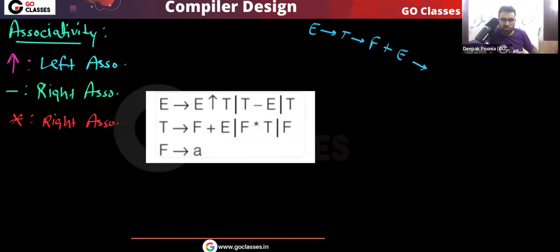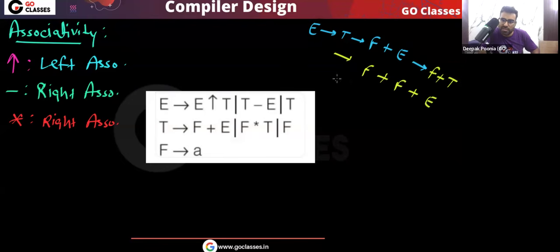So far we only have one plus, but remember we are discussing associativity, so let's bring another plus side by side. You can see this E can go to T, this E can go to T, and then again this T can go to F plus E. So basically it will happen like this: this E can go to T, and then this T can go to F plus E.